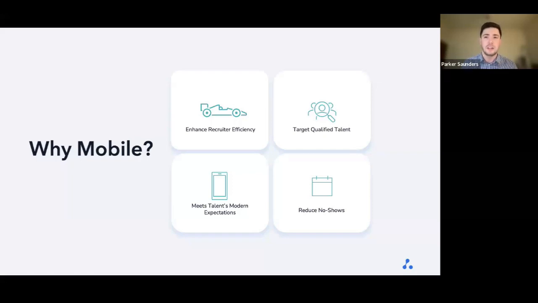It's the way that we really operate in many aspects of our lives today, and it's the way that your talent are engaging with other companies out in the market. So how is it that staffing companies can really leverage those capabilities to meet talent's modern expectations and improve the overall quality of their interaction with your staffing company?